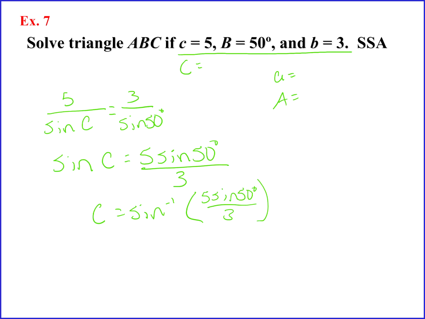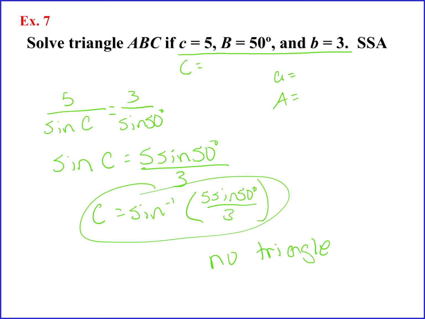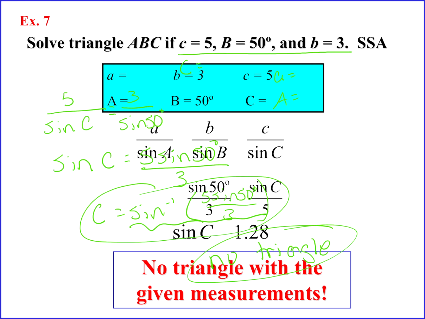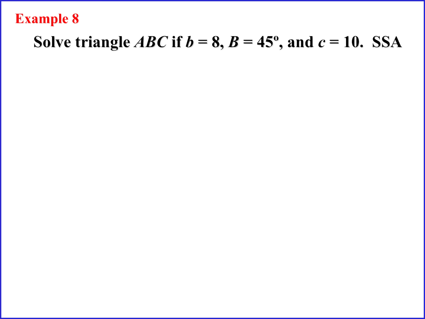If you put this into your calculator, it is going to tell you error. That means this is not possible. You can't do it. There's no angle that exists that makes that true. So in this case, there is no triangle. No triangle can be formed, so there's nothing else we need to do. If you try to find your angle and you get an error, that means you don't have a triangle. So then moving to example 8 here.